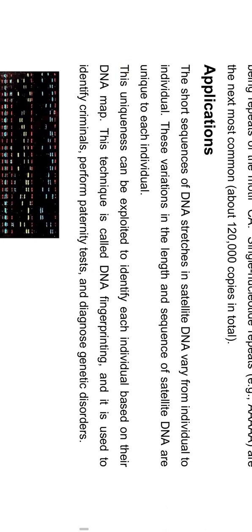What is the application of this? The short sequences of DNA structures in satellite DNA vary from individual to individual. These variations in the length and sequence of satellite DNA are unique to each individual. This uniqueness can be exploited to identify each individual based on their DNA map. This technique is called DNA fingerprinting, and it is used to identify criminals, perform paternity tests, and diagnose genetic disorders.